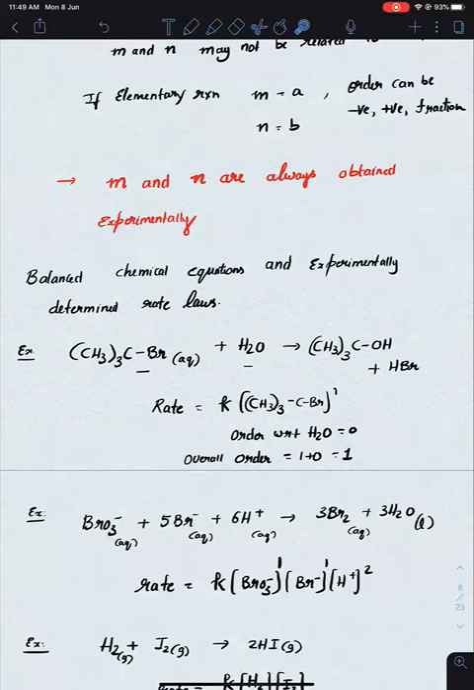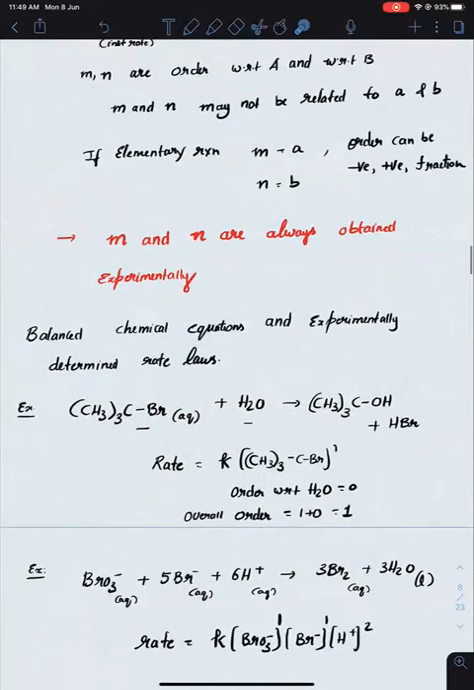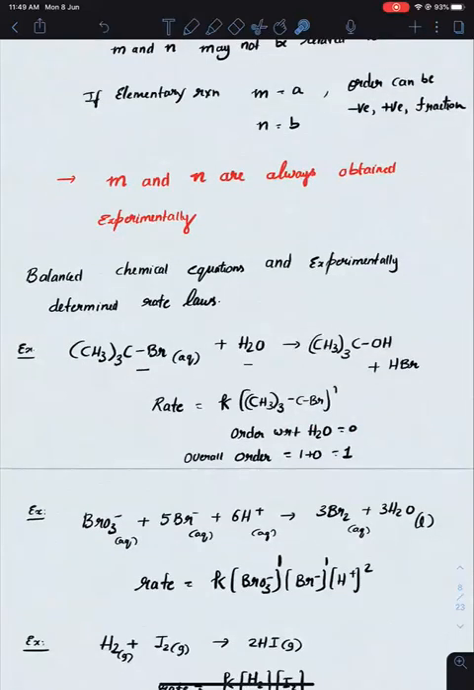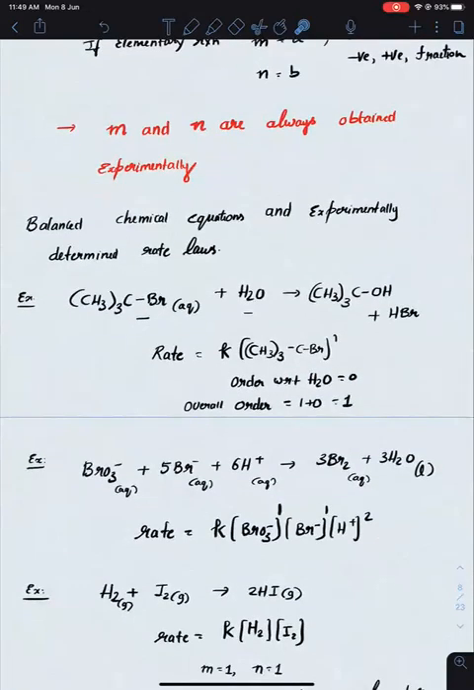The order can be negative, positive, or fraction, and it is always determined experimentally. Important: it is always determined experimentally. By looking at the reaction, by looking at the equation, you can never say what the order will be. If you know the rate law, you can say the order with respect to the individual substances. If you don't know the rate law, you can never say the order. Order is always obtained experimentally.